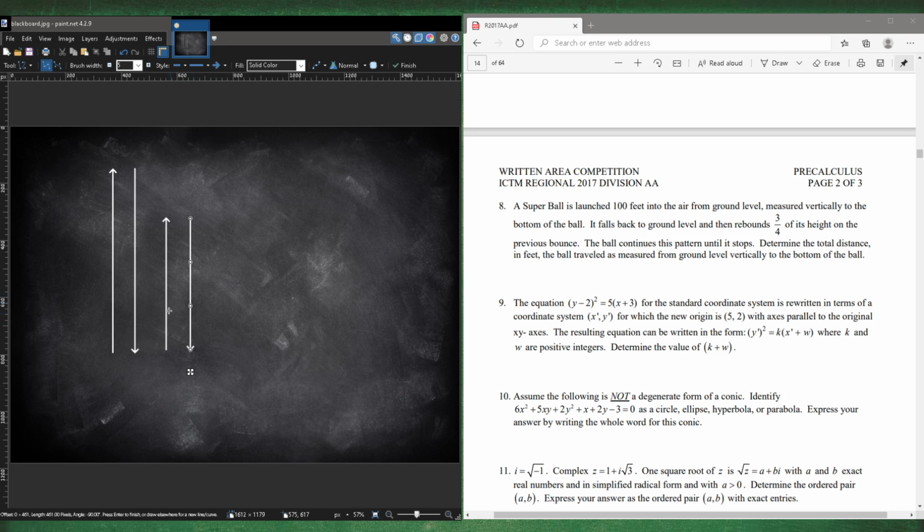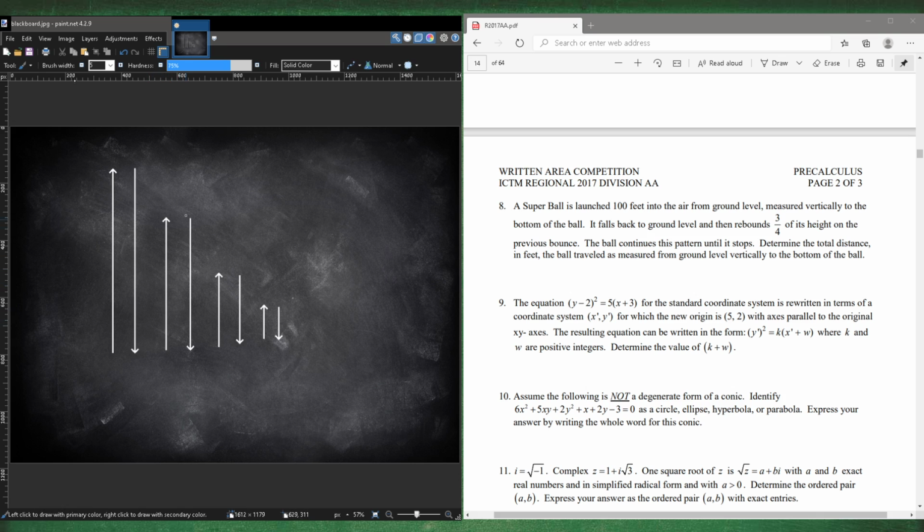And then from there, it rebounds 3/4 of its 3/4 of the height. So it goes like this. And then it goes back down. And it does that pattern for a while, right? Like this. So it goes on basically forever until it basically stops moving a lot of distance. So how do we solve that? Well, basically we have a height that goes up and then a height that goes down.